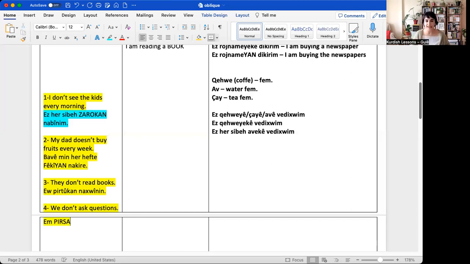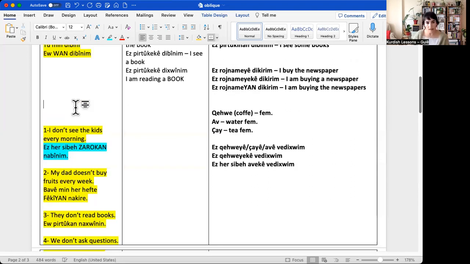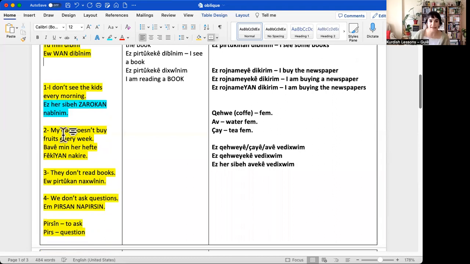Okay, we don't ask questions. So pers, as a noun, is question. And the verb is persin. So persin is to ask. Pers is question. Person, na person. Okay, as zaroka na binam, to person na persi. So you see, it is really important to use oblique. It's a whole system.